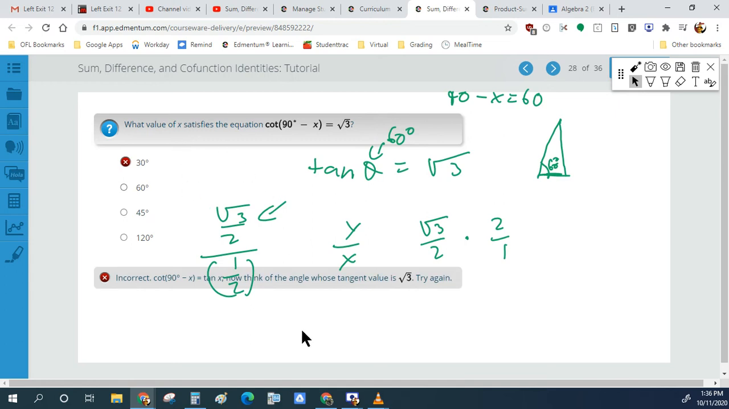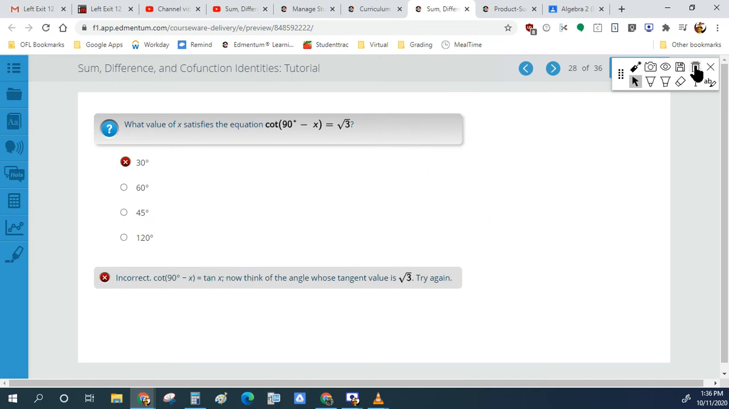Let's see. Tangent theta, think whose angle is that? Where my tangent is 60 degrees, I'm going to have a very tall one and a short one. I don't see how this could be anything else. But cosine is, if this is 60, yeah, it has to be 60.